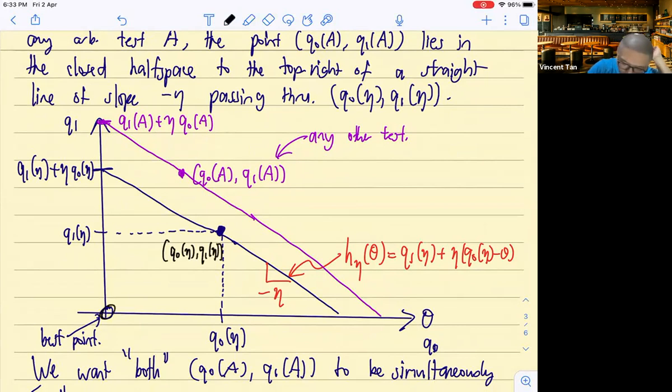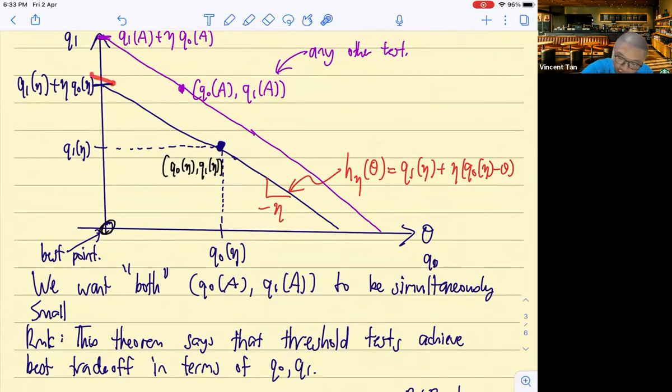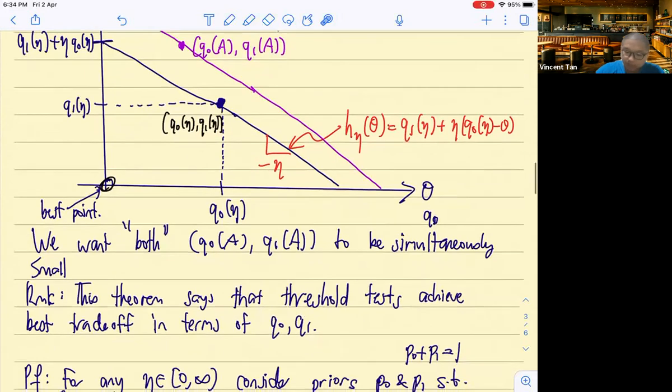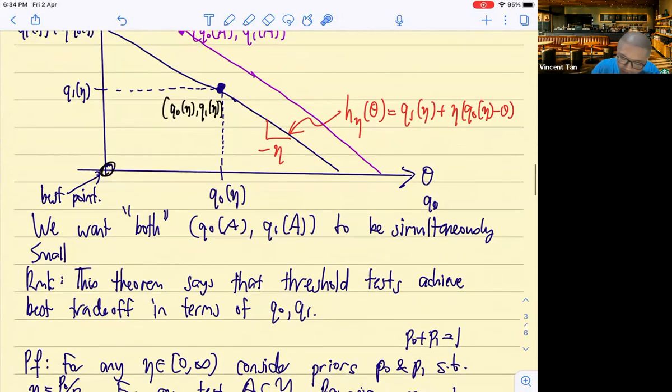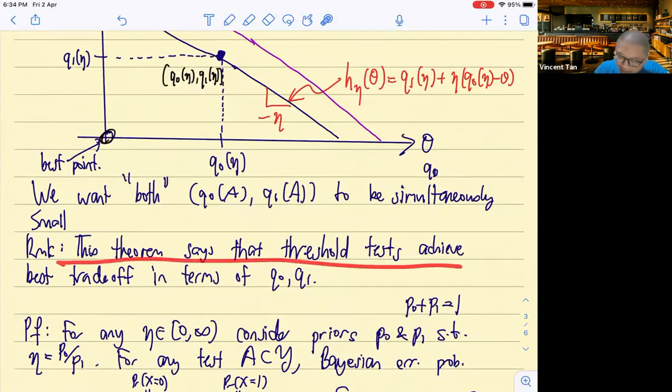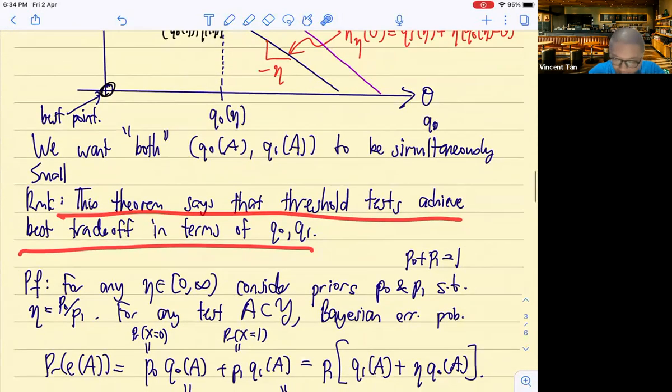Okay, notice that this is the holy grail, the best possible scenario. All right, so that is the particular line that we can draw that passes through the operating point of the threshold test and has slope minus eta. All right. The claim is that every other test must lie in this space here. So it must be worse. Okay. It cannot be better. All right. So as I already mentioned, we want both the probability of false alarm and the probability of misdetection to be simultaneously small. But usually in life, we cannot have the best of both worlds. This theorem tells us that threshold tests achieve the best trade-off in terms of the two errors.